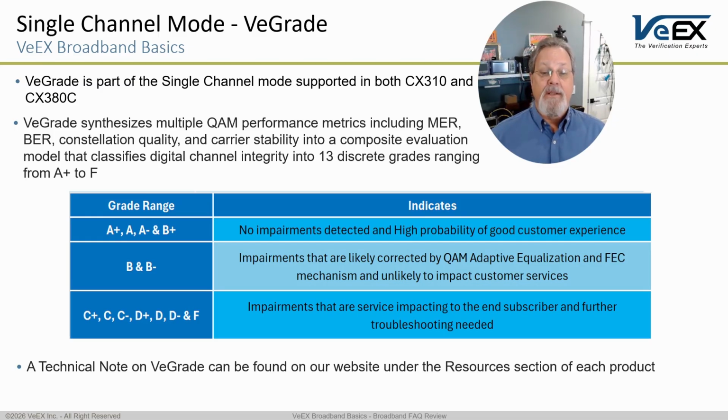Next, grades B to B- indicate detected impairments are within the correction capabilities of the QAM adaptive equalizer and FEC and are not expected to impact service performance. Lastly, grades C+ to F indicate detected impairments are impacting subscriber services and require additional troubleshooting.